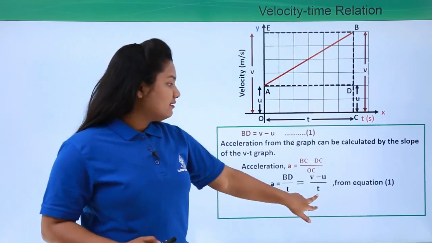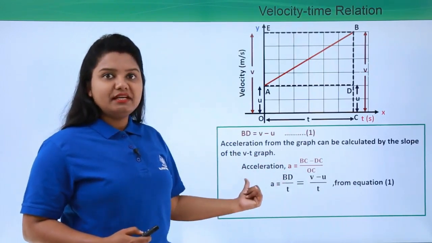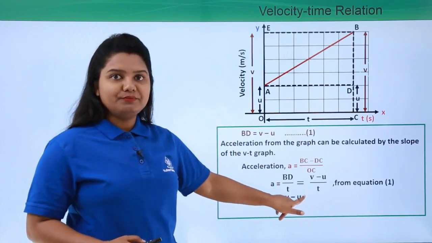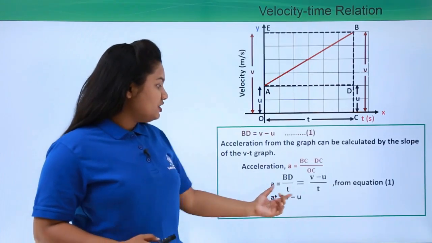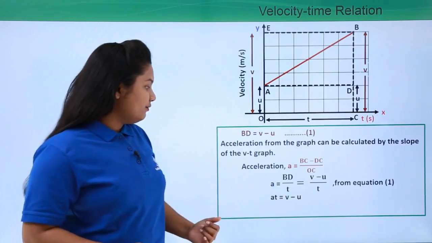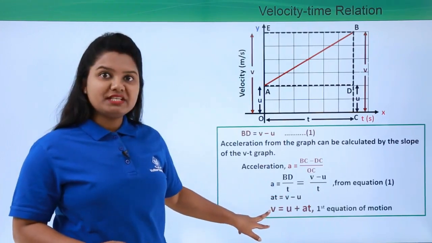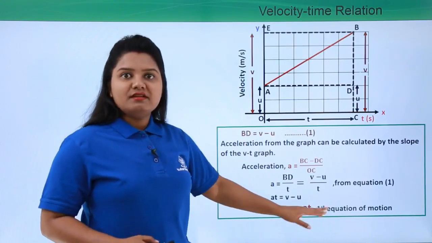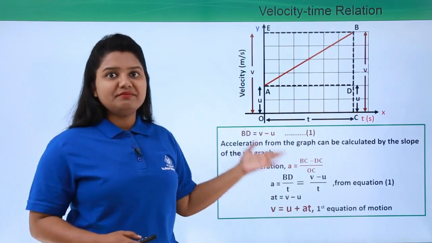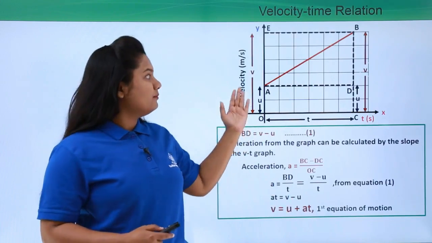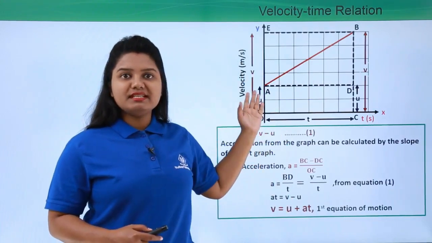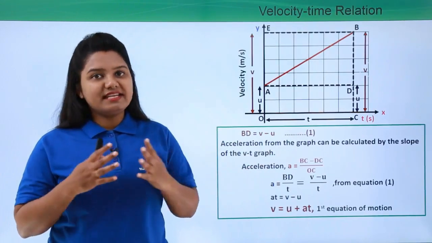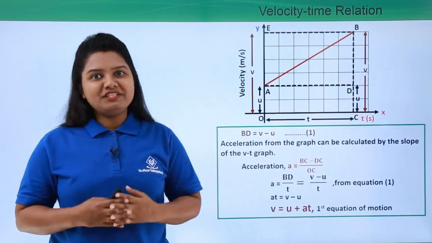On taking this T to the other side, that is the left hand side, we get AT equals V minus U. Now on interchanging the terms here, we finally get the first equation of motion, which is V equals U plus AT. So here is our first equation of motion that we have derived from a graphical method using this velocity time graph. I hope this derivation was understandable to you. Thanks for watching.